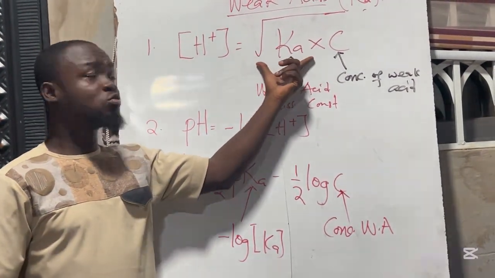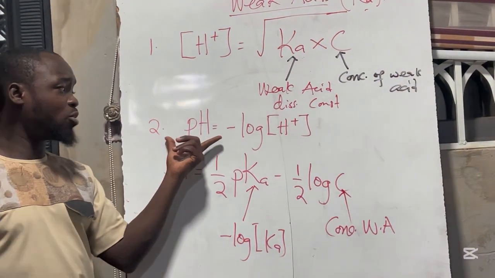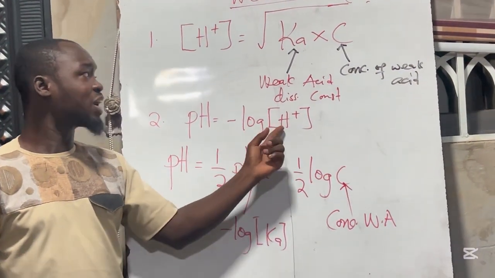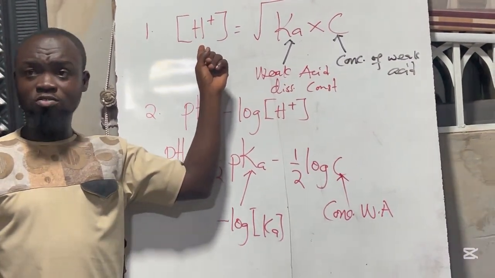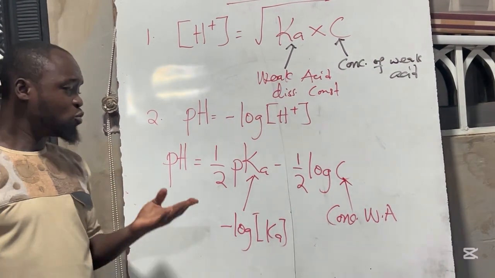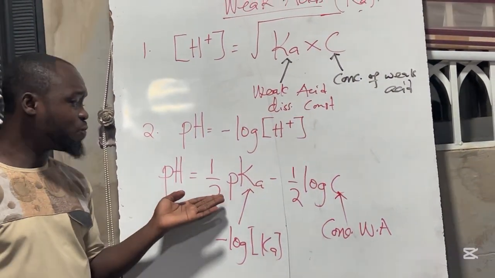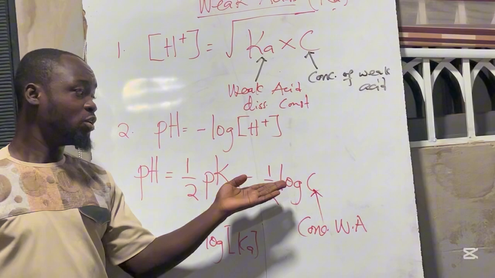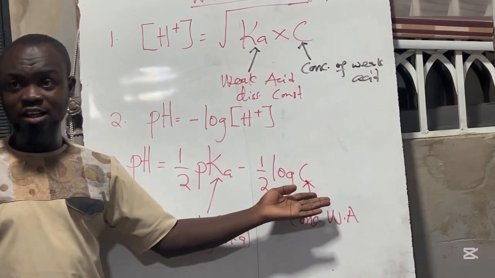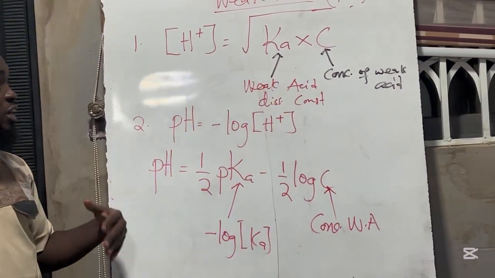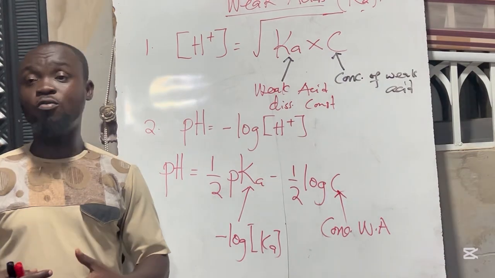So method one, calculate the H plus ion concentration first. That is using the relation root of Ka times C. Then finally calculate the pH using the negative log of the calculated H plus ion concentration in one. Or straightforward, pH is equal to half pKa minus half log C. Is that okay? Any of these two methods, we can use to calculate the pH of a weak acid.